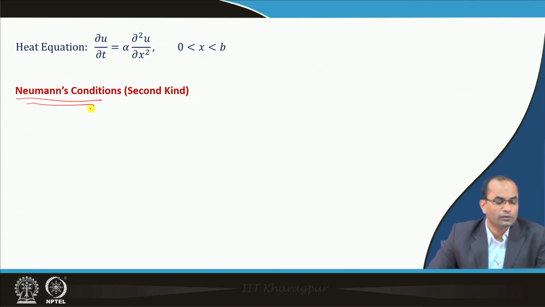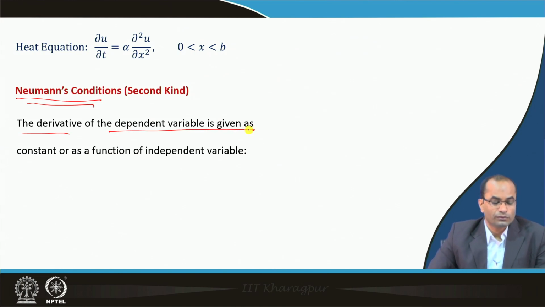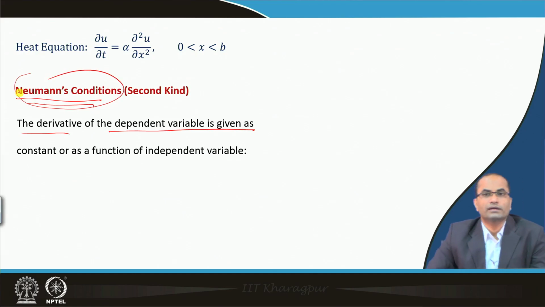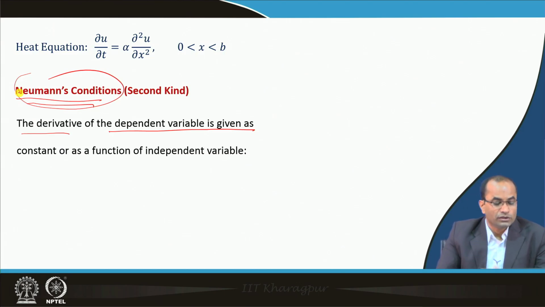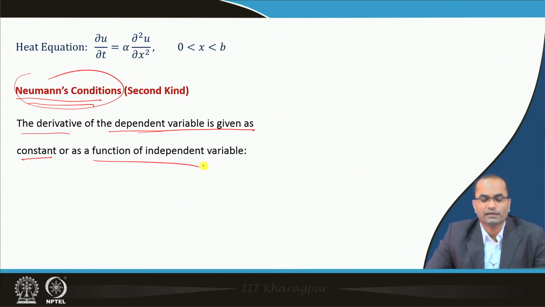The next situation we will explain again with the help of this heat equation, and these boundary conditions are called Neumann boundary conditions, or second kind boundary conditions. The derivative of the dependent variable is known. Now, not the dependent variable directly, but its derivative is known at the boundaries. So, this is the so-called Neumann boundary condition, where the information is the derivative and not directly the dependent variable. The derivative may be known as a constant or a function of an independent variable, for instance time.